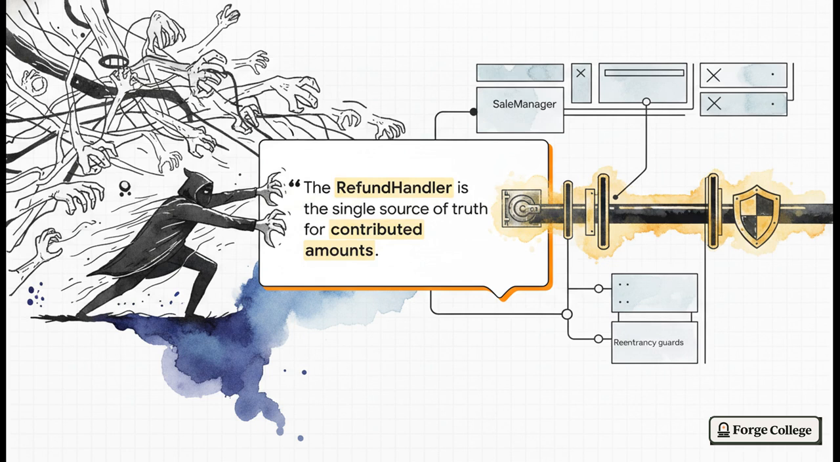By making the refund handler the absolute single source of truth and putting strict guards on its functions to ensure the ledger updates before the money is ever handed over, we perfectly isolate our risk. The SaleManager coin slot doesn't do refunds. Only the refund handler does, period.